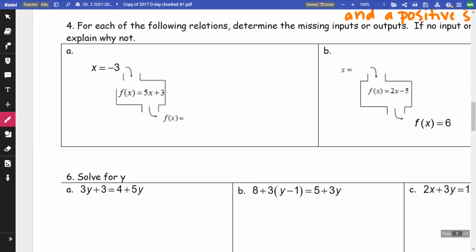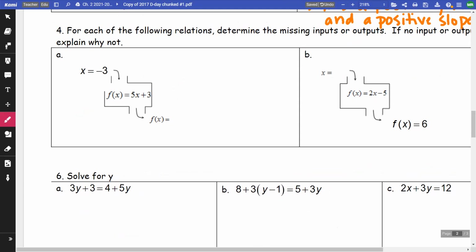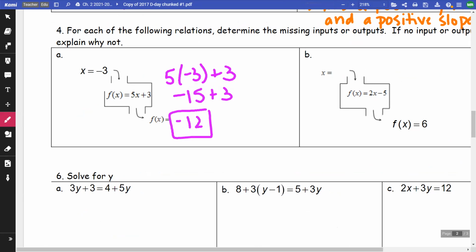Okay, on these function machines. Okay, so on this one, they're giving us an input. So I want to figure out if I put in a -3, what do I get out? So I get a -15 plus 3, which is a -12.